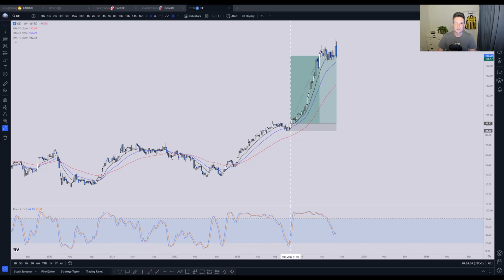Let's get right into the strategy that allows you to take beautiful trades like this on a consistent basis in any market, in any time frame.